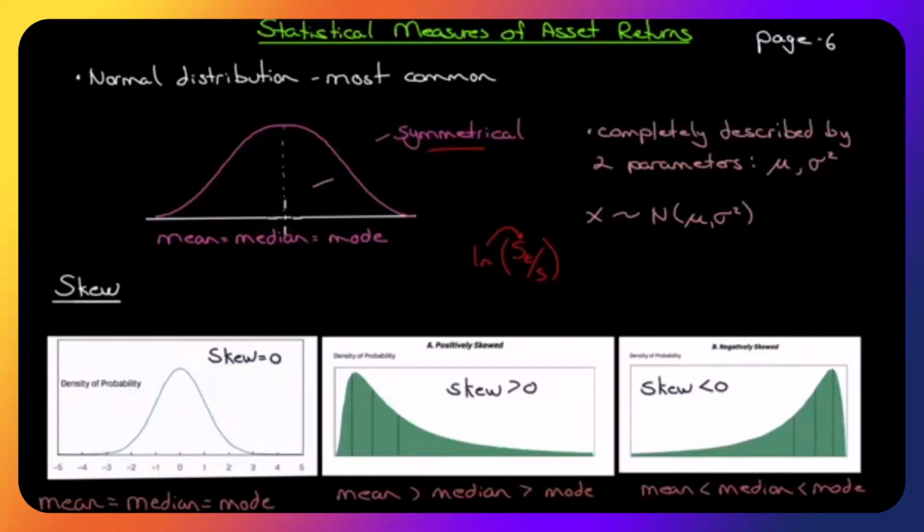It is symmetrical. So notice the highest point in the distribution here. That is our mode. The mean will equal the median will equal the mode. And it is completely described by two parameters, the mean and the variance.